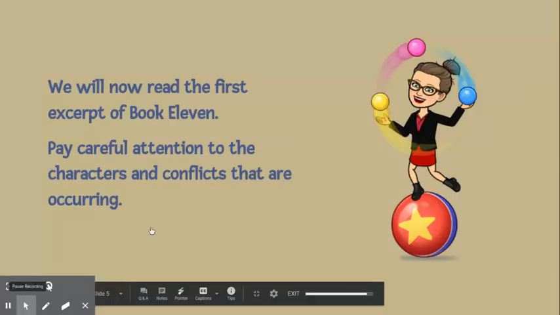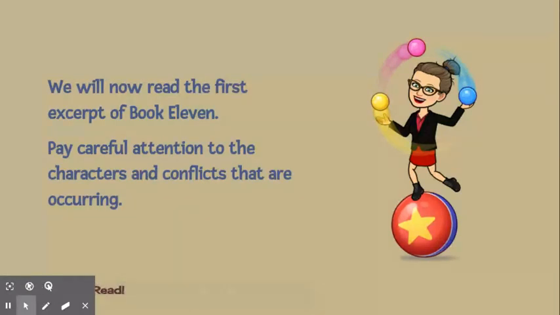We will now read the first excerpt of Book 11. Pay careful attention to the characters and conflicts that are occurring. You're going to start reading on page 249 at line 1 and read through line 88 at the top of page 252. Then you're going to take notes on your Book 11 handout. You will have about 13 minutes to complete this section.